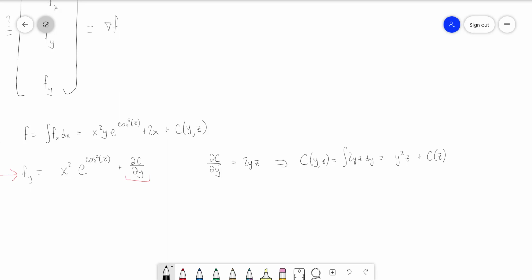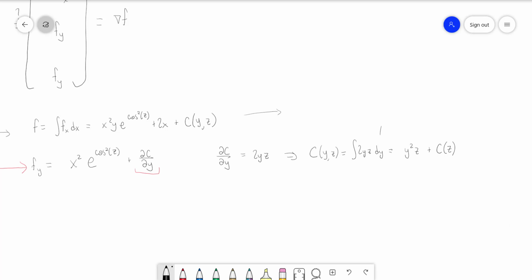So let me combine these two results now. I'm just going to plug in what we found for c of yz into what we found over here for f. So what we have right now is little f is x squared y e to the cosine squared z plus 2x and then plus y squared z and then plus this function c of z that we don't know just yet. So we're still not done because we still don't know what this c of z should be.